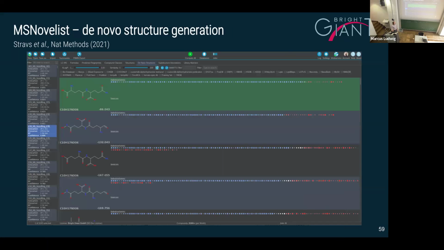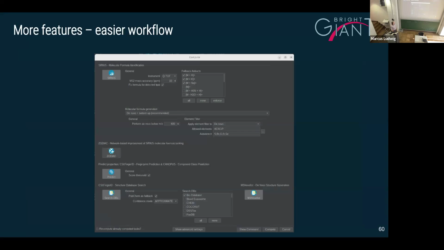It gives you an idea. If you know MSNovelist, it's basically a way, now I have been talking about searching in a structure database, you can also generate molecular structures de novo. This is what MSNovelist is doing. And this is not a default method you should use instead of structure database search. But if there's a completely novel molecule and you want to dig deep into the data and want to get some idea what it could be, this generates structures de novo without any database, so it can help you get an idea. So it will also be included.